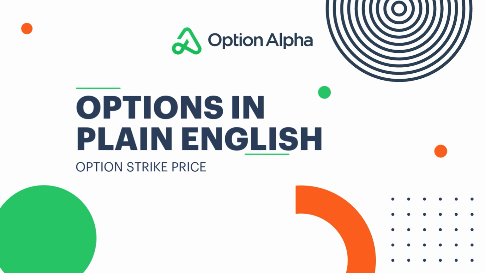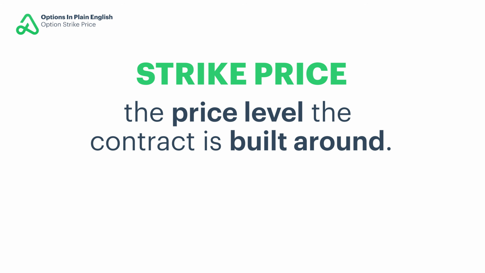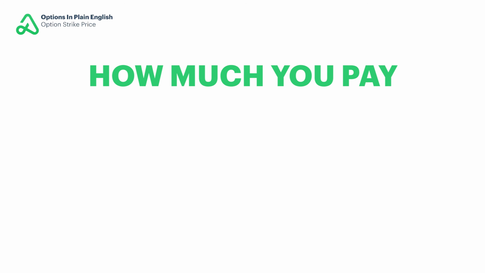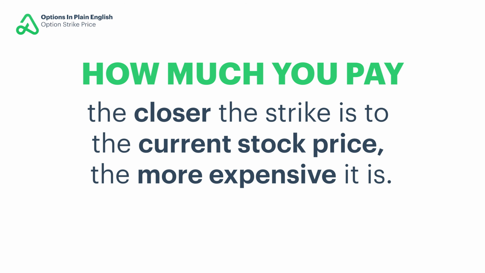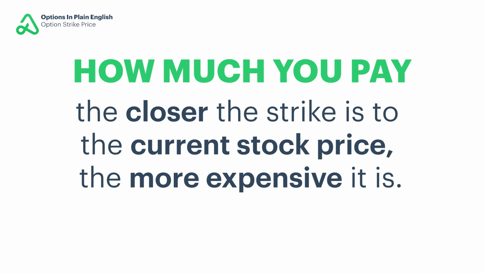All right, so strike price in plain English is just the price level the contract is built around. Basically, the strike price is that line in the sand that decides how much of the move you're paying for and how hard the trade is going to be. Because strike prices change two big things. One, how much you pay. Generally, the closer the strike is to the current stock price, the more expensive it is.